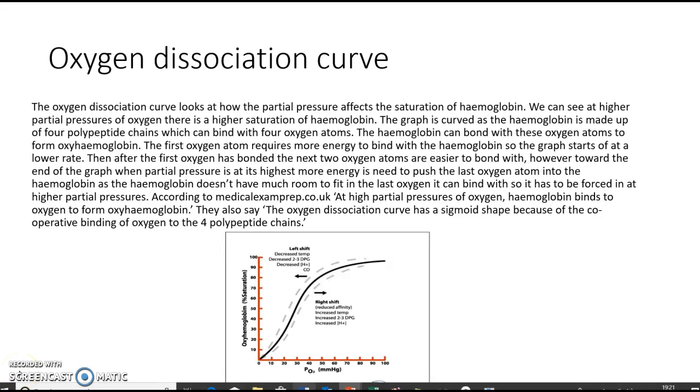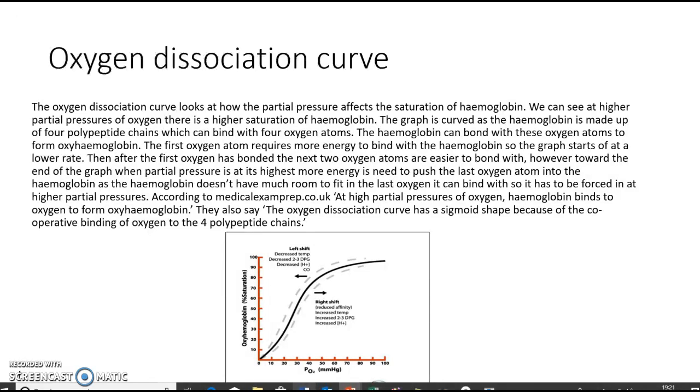The oxygen dissociation curve looks at how partial pressure affects the saturation of hemoglobin. We can see at higher partial pressures of oxygen, there's a higher saturation of hemoglobin. The graph is curved due to the structure of hemoglobin, which is made up of 4 polypeptide chains which can bond with 4 oxygen atoms.